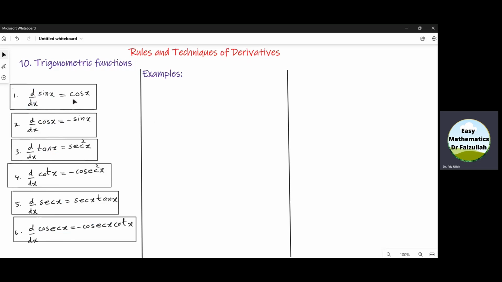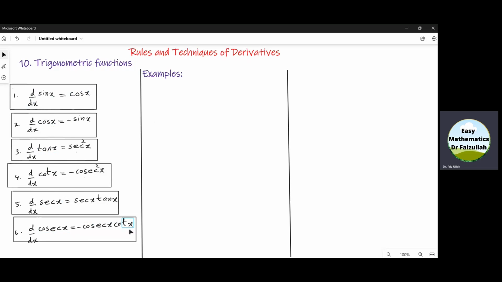Differentiation of sine x is cos x. Differentiation of cos x is minus sine x. Differentiation of tangent x is secant square x. Differentiation of cotangent x is minus cosecant square x. Differentiation of secant x is secant x into tangent x. Differentiation of cosecant x is equal to minus cosecant x into cotangent x.